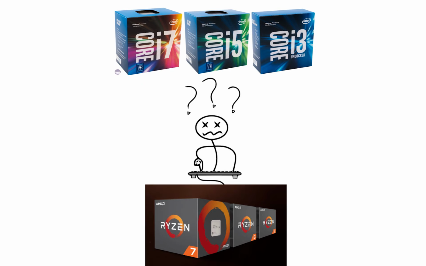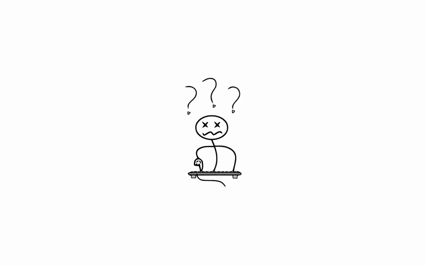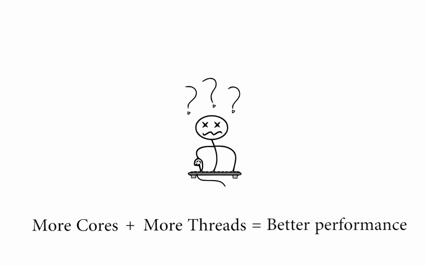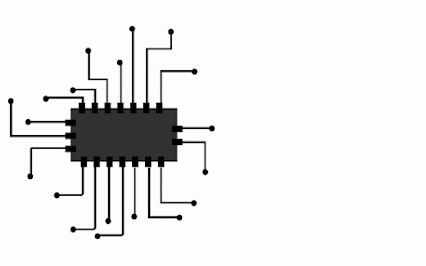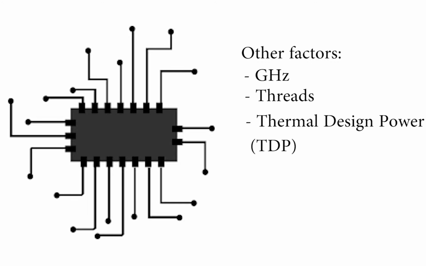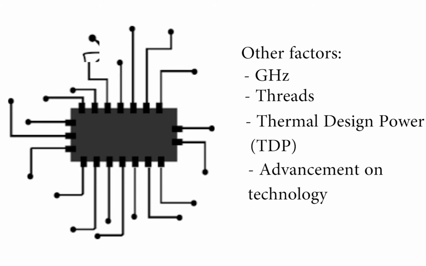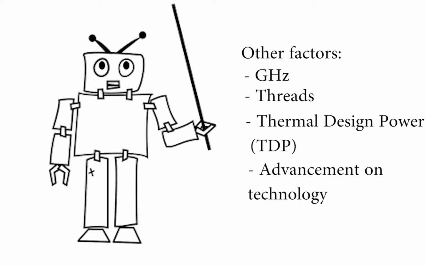The first time I started looking at CPUs, as a naive customer, I always thought that the more cores and threads the CPU has, the better the performance would normally be. But obviously there are other underlying factors such as the CPU's gigahertz, threads, thermal design power or TDP, advancement in technology and all those other technical stuff. Before moving on, just a basic explanation of these factors as I'll be referring to them later on.